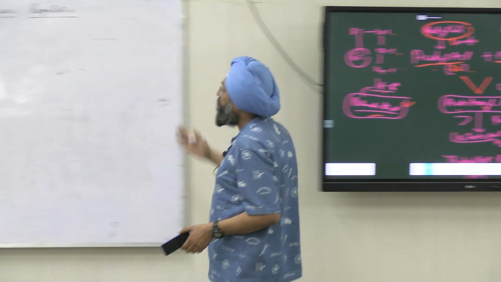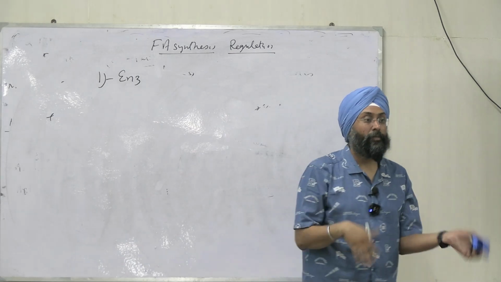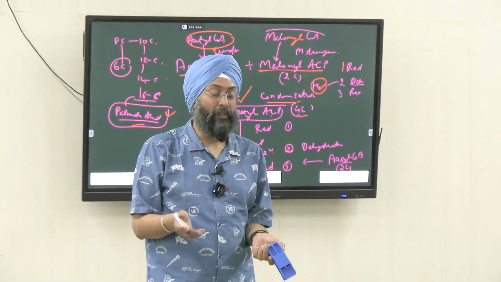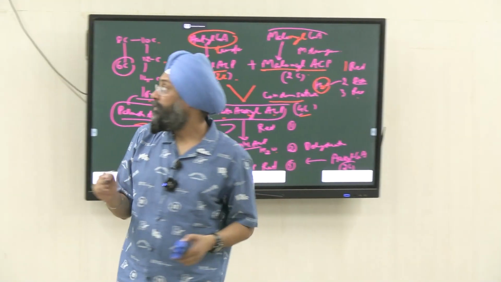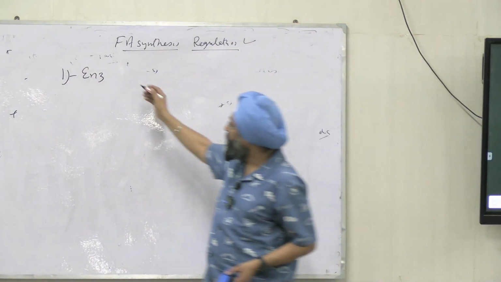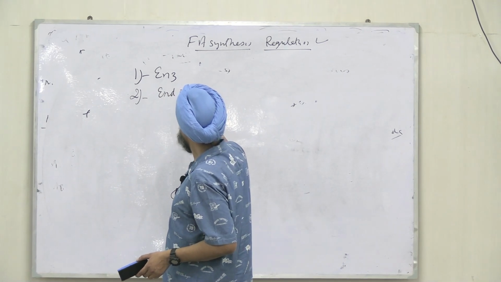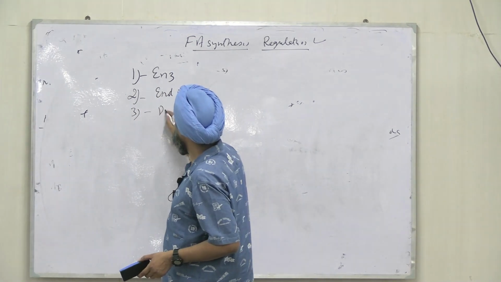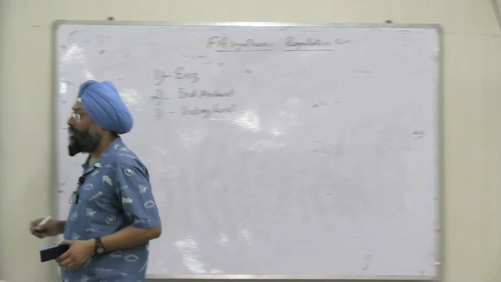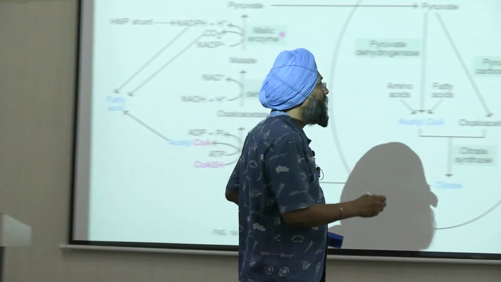So, how will you regulate it? How will the body know whether I have to synthesize fat or break down fat? For synthesis, you need the fatty acid synthesis complex. For breakdown, you need beta-oxidation. How will the body decide whether I will go for synthesis or breakdown? It happens at multiple levels. One is enzymatic level. Second is end product level. Third is dietary level. Anything left? Dietary level, enzymatic level, end product level, hormones and metabolites.